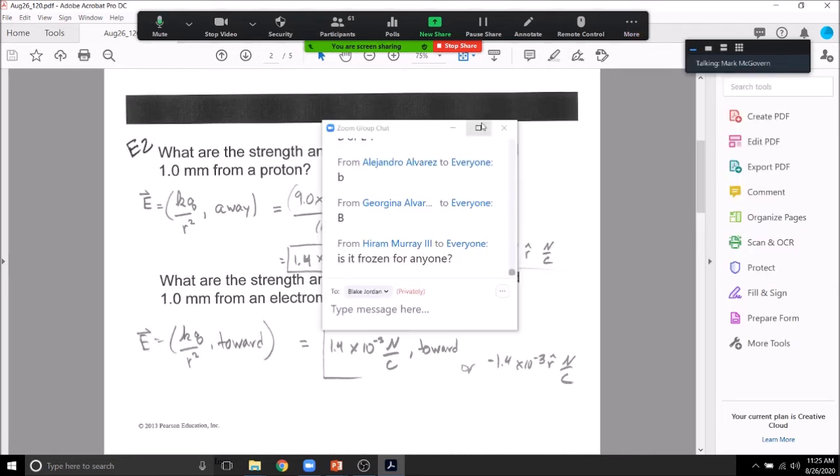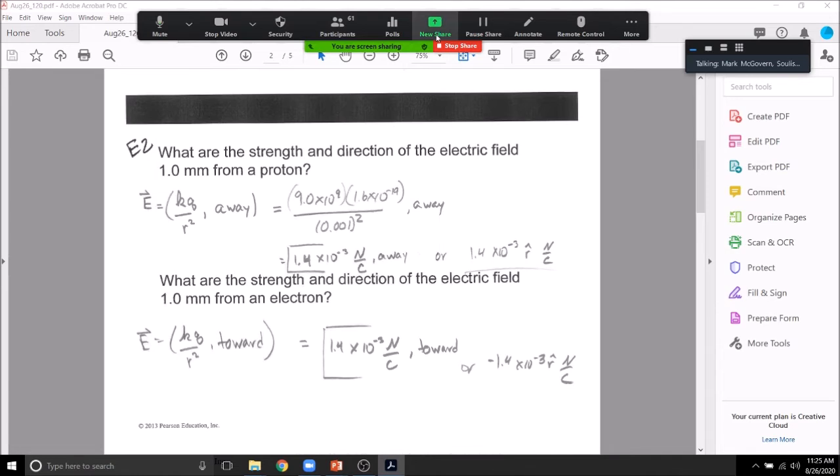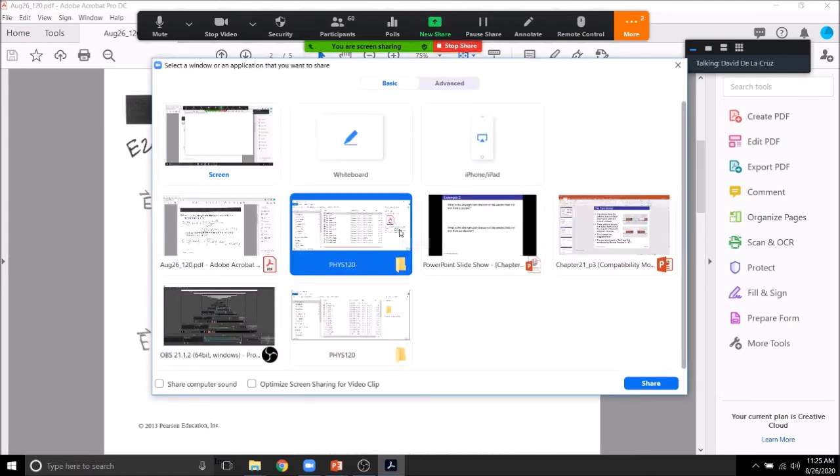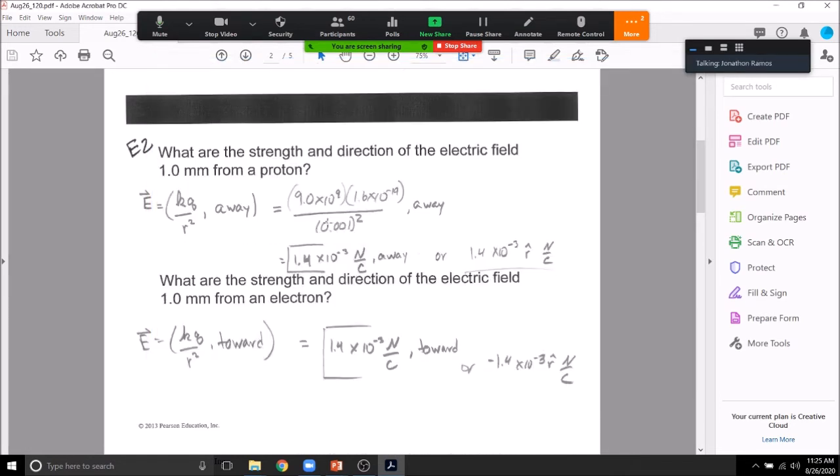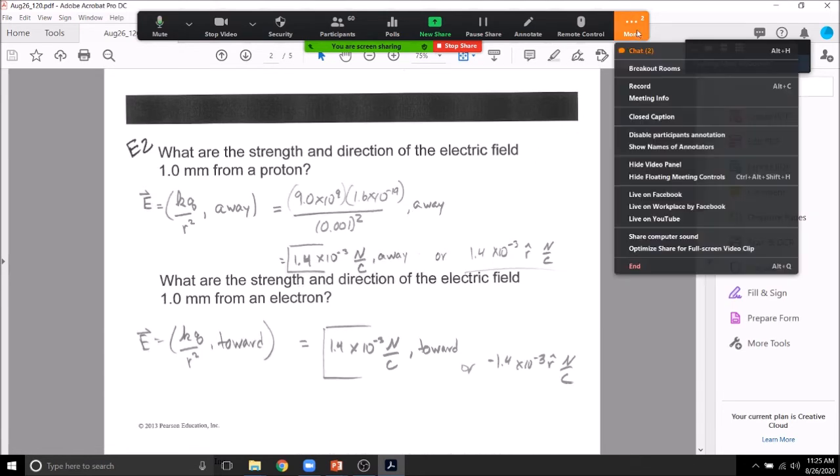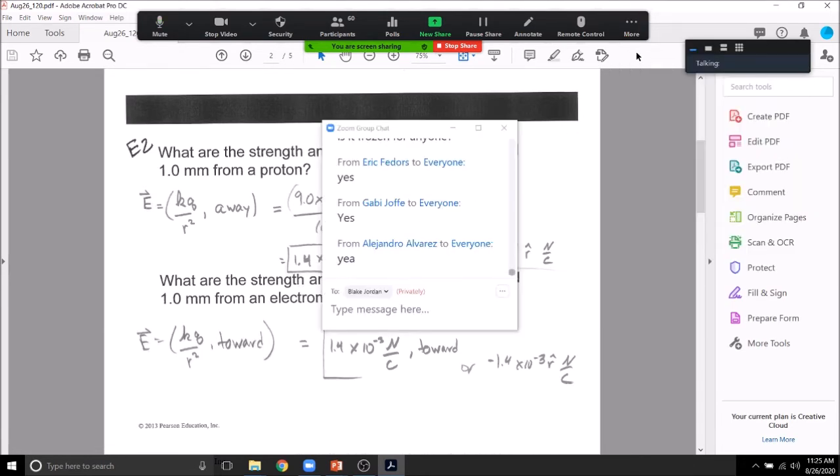Don't you dare. That's frozen. We can't see anything, Professor. Yeah, we're looking at your files right now. Oh, you kidding me? Yeah, we can see it now. If screen share was a person.